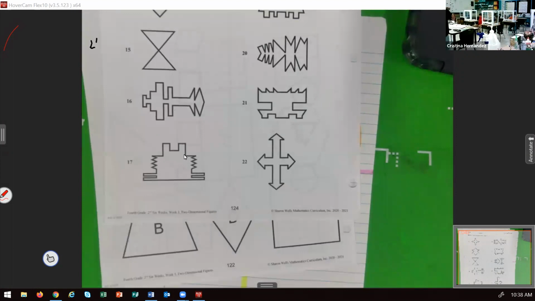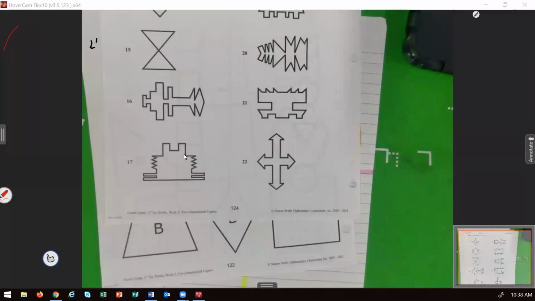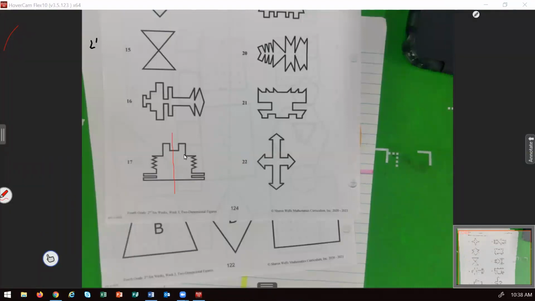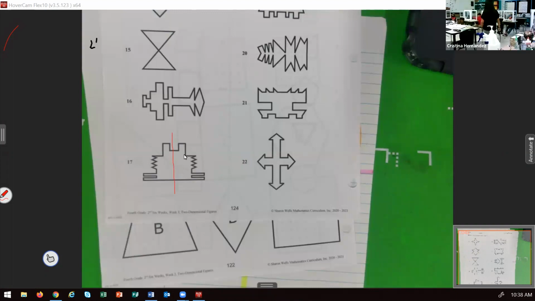17. Who thinks they know how many lines of symmetry 17 has? At home, Jacob. It has one. One. It has one right in the middle. Yeah. Good job. I got two. How'd you get two? I got one. How'd you get two?